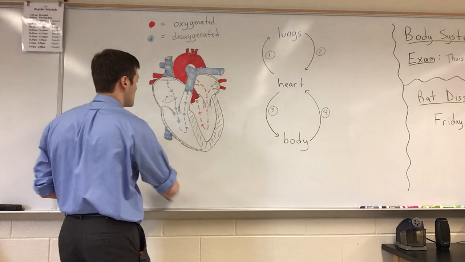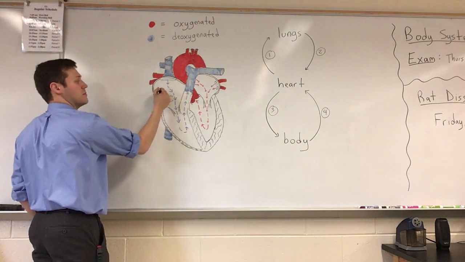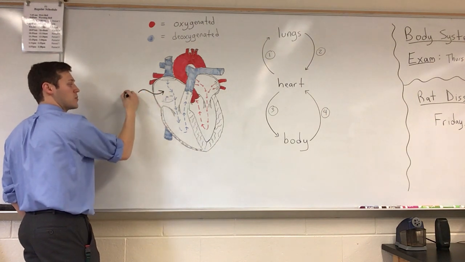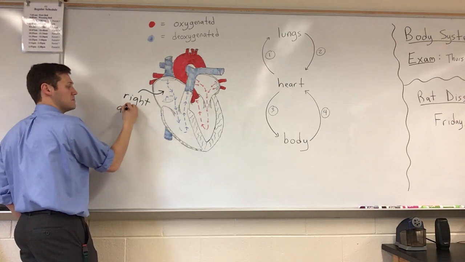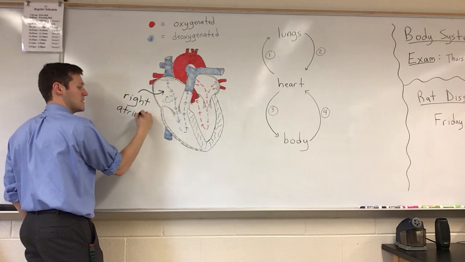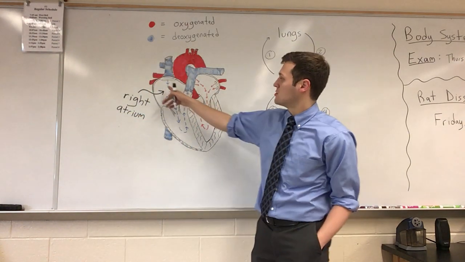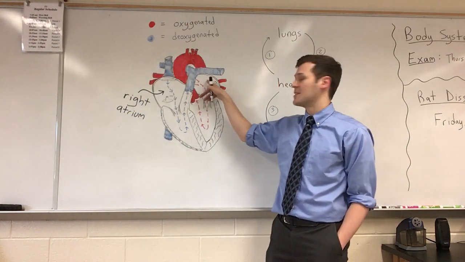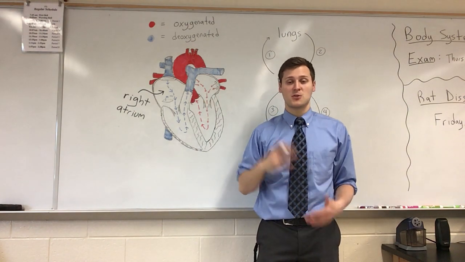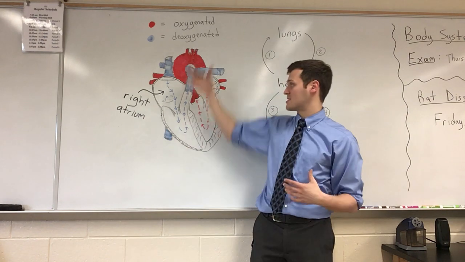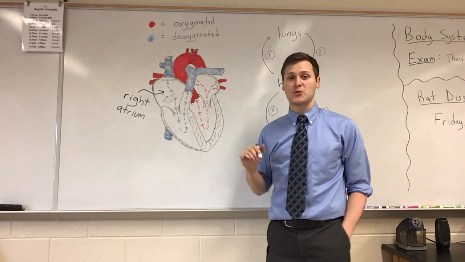So, for starters, I wanted to start up at the right atrium. So here we have the right atrium. We have 4 chambers in our heart. So we have 2 atria, the right atrium and the left atrium, and that's based on the person whose heart it is. So if this is my right side, and this is the front of my heart, this is my right atrium.